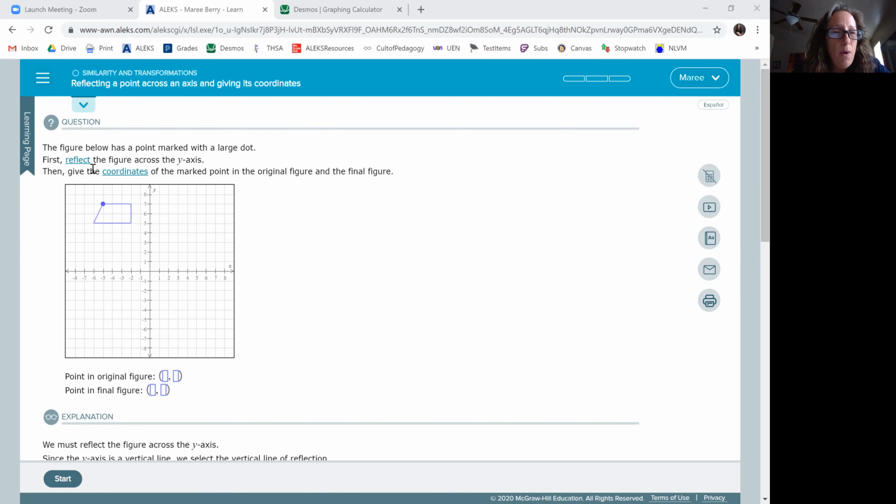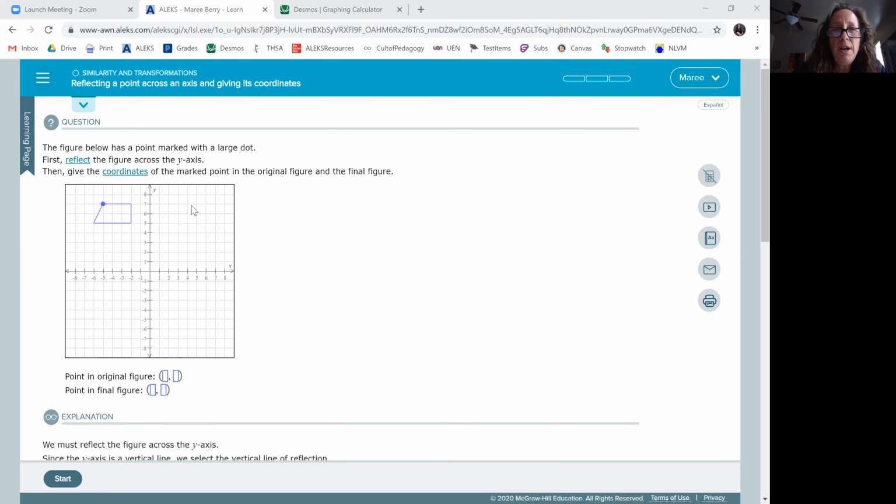So if we want to reflect across the y-axis, we look at the point that they give us, and we look at how far away from the y-axis that point is. And I just count the spaces. So there's 1, 2, 3, 4, 5. Or you can just drop straight down, and you can see that -5 right there. So it's 5 away from the y-axis. So we want to go 5 on the other side of the y-axis. So it's kind of like a mirror image.